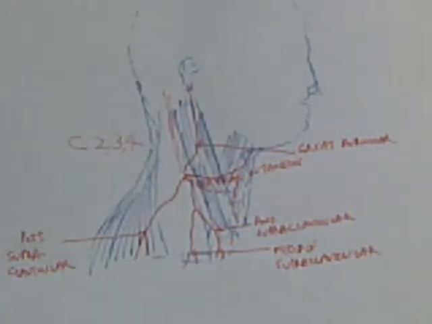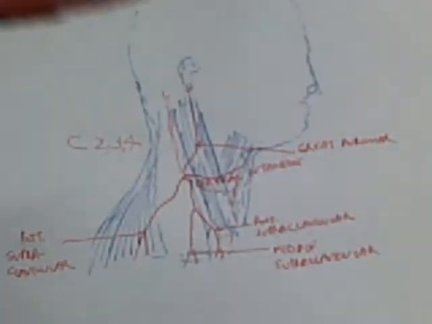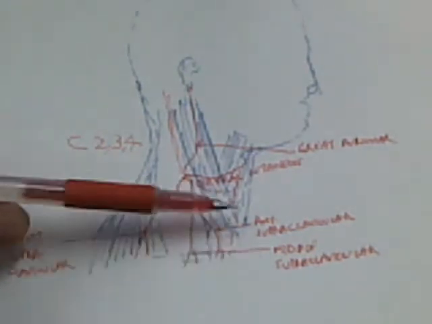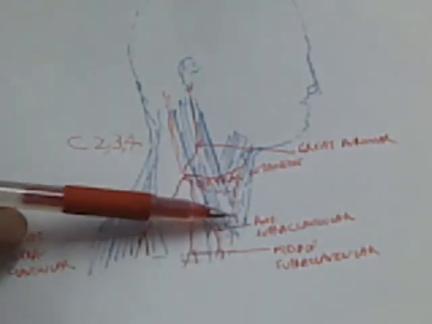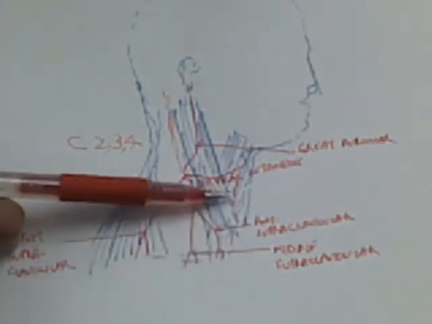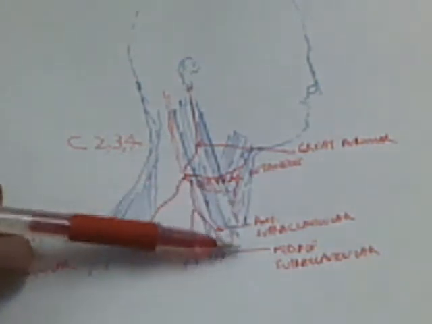And the descending branch is distributed to the skin of the ventral part of the neck, down to the level of the sternum here.